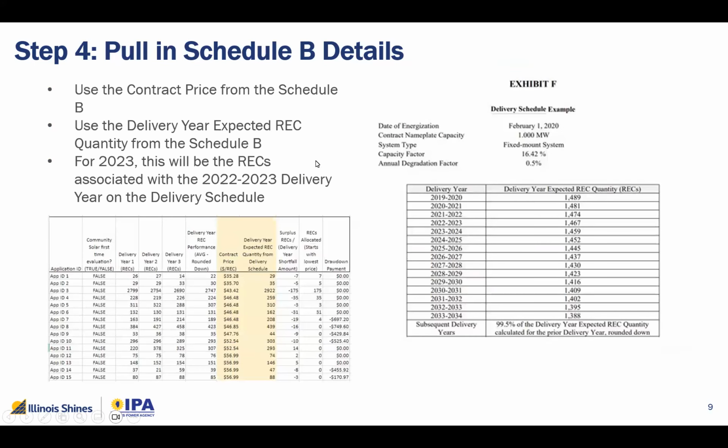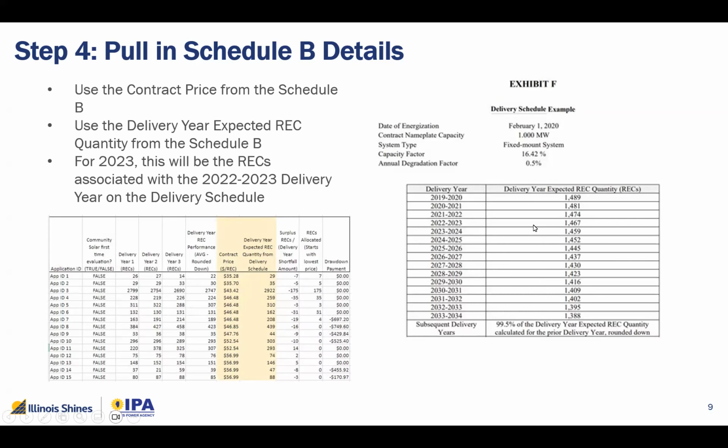Step 4, we need to look at some Schedule B details and pull those into the calculations. So one thing we need is the contract price. That's pretty straightforward. It's just listed on the Schedule B. The other thing that we need is the delivery year expected REC quantity. This is the REC quantity from the delivery schedule from the most recently ended delivery year. So for 2023, this will be the RECs associated with the 2022 to 2023 delivery year on the delivery schedule.